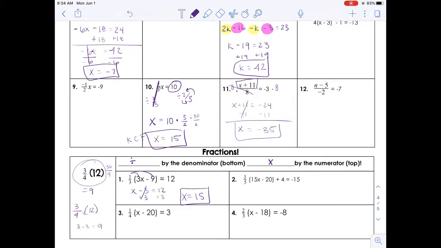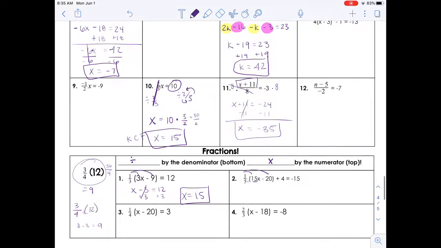Okay, the next one, this is the last one we're going to do. You can try the rest on your own, but we're going to try dividing first. On the big ones, it might be helpful to divide first. So I'm going to say 15x divided by 5 gives me 3x times 1 keeps us with 3x. -20 divided by 5 is going to be -4 times the numerator of 1 is still -4. And then we've got that plus 4 equals -15.